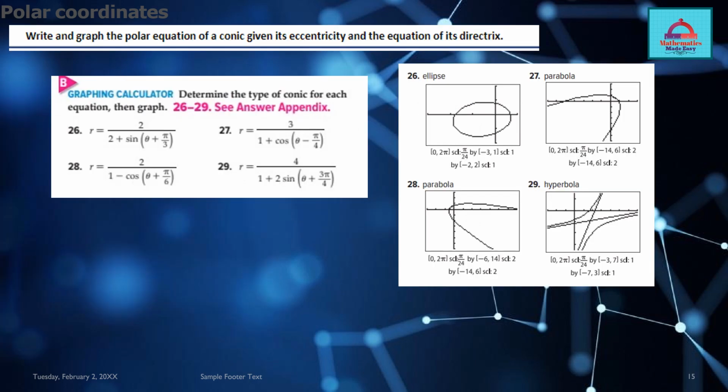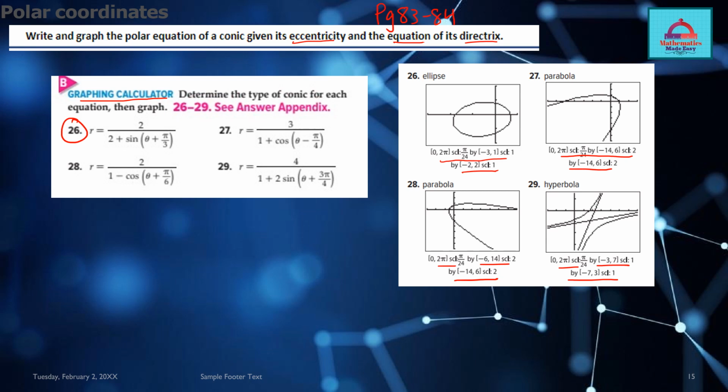For this question, write and graph the polar equation of a conic given its eccentricity and equation of the directrix. This question is by the use of graphing calculator, so it's very easy. You have to just punch in these instructions on your calculator and you will directly get your answer. But I'm going to show you a different method here so that without the calculator, you can know what kind of a graph it will be. So let me just do one of these questions for you, like question 26, and the concept that I'm using is given in lesson 2.4 on your book on page 83 to 84, so you can refer to that.